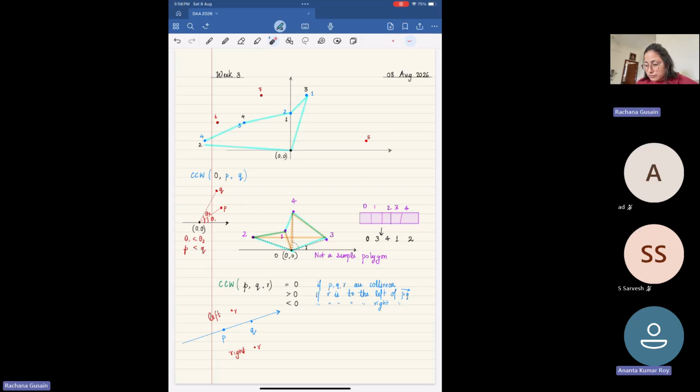To the left of P. To the left, right? And to the left meaning it should return me a value which is greater than 0. So all I need to do is, when you implement merge sort or you write a pseudocode for the merge sort, there you have those comparisons, right?